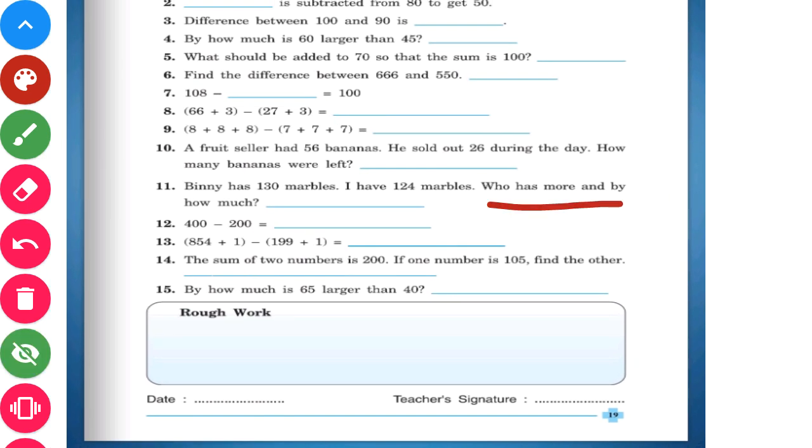So, who has more marbles and by how much? So, Binny has more marbles. Binny has 6 more marbles. है ना? Binny has 6 more marbles.